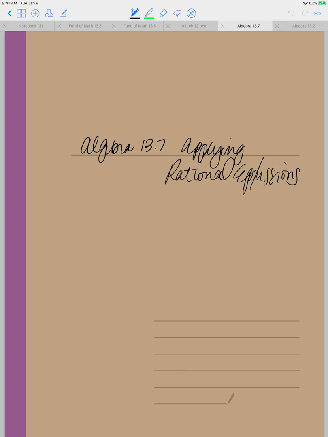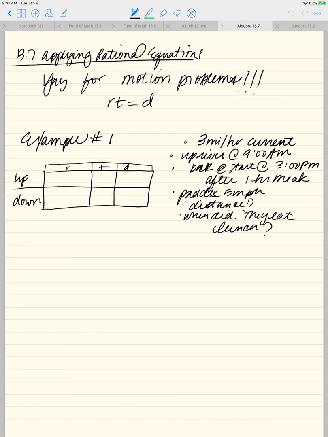13.7, applying rational equations, okay? Yay! Everyone, three cheers for motion problems. If you could see me right now, you would see that I'm literally giving you spirit fingers because I know how excited you guys get for motion problems. Rate times time equals distance, and you can already see that there is a chart on this page, and some of you are so mad right now, and I am giddy because I love this stuff.